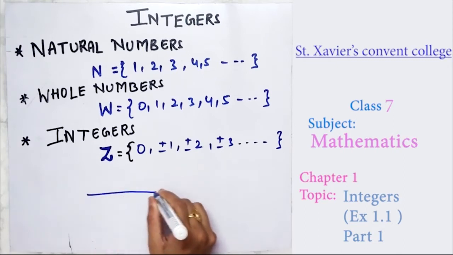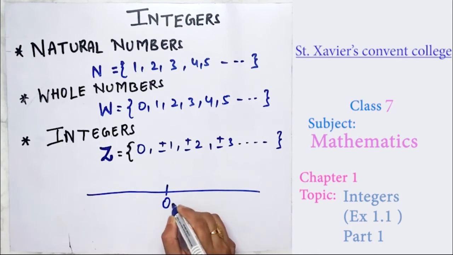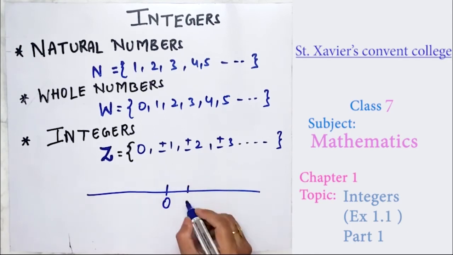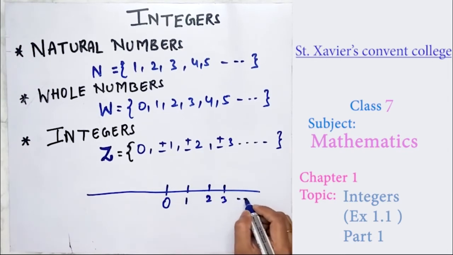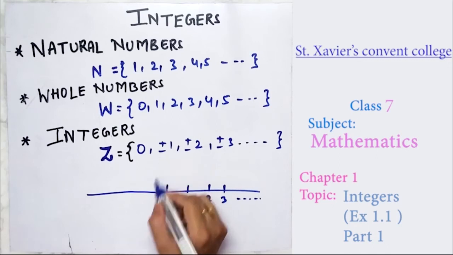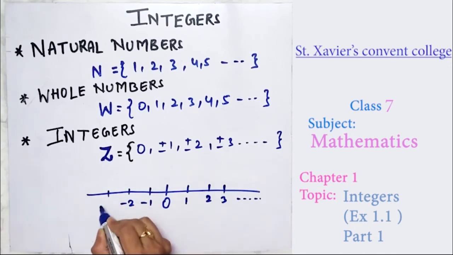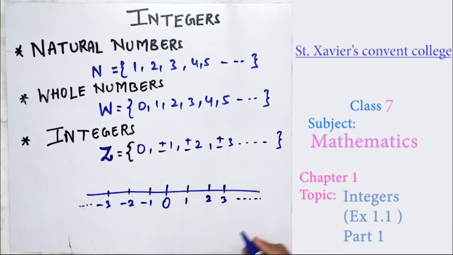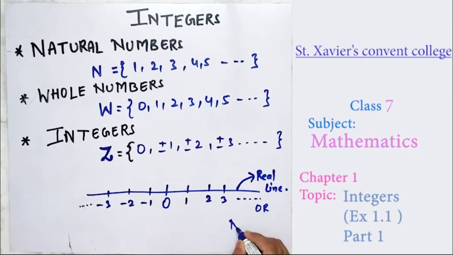These integers are plotted on the real line. Here the plus side notates the numbers plus 1, plus 2, plus 3 and so on. Here minus 1 is plotted over here, minus 1, minus 2, minus 3 and so on. This line is called a real line, which I think you already know, is also called a number line.